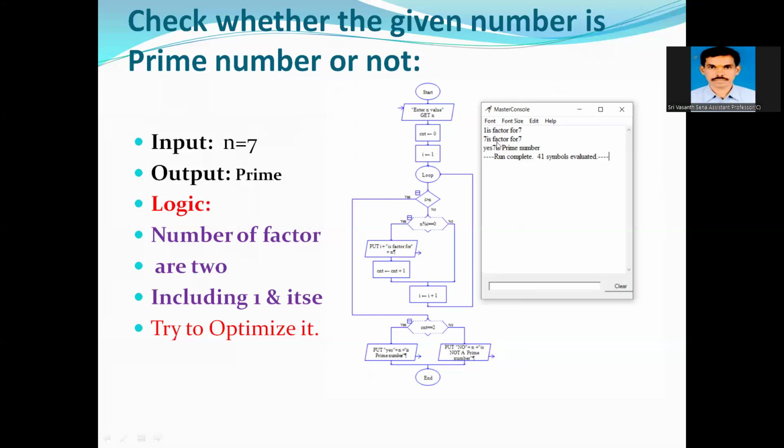1 is a factor of 7, and 7 is a factor of 7. In these two cases, the number of factors is 2, so my count value becomes 2. Then we can say that the given number n is a prime number.